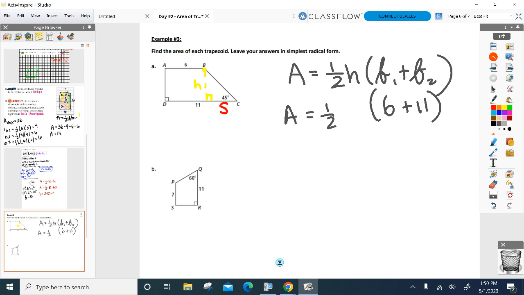You subtract the 2 bases. That's 6. I just formed a rectangle, opposite sides congruent. That's 6. The whole thing was 11. Subtract the 6 from it, you get the 5.